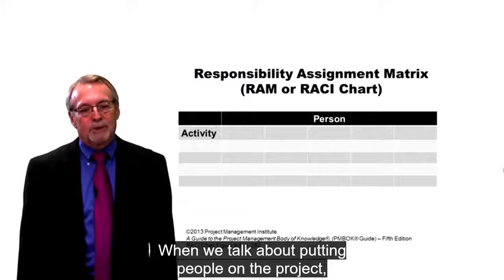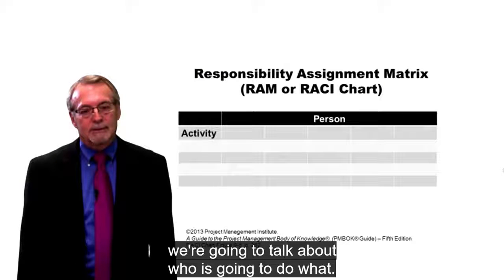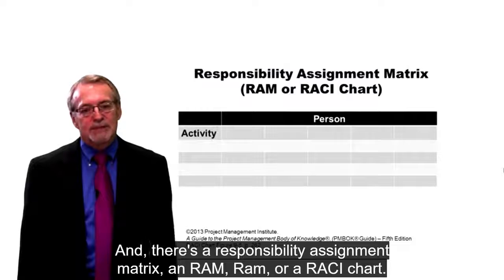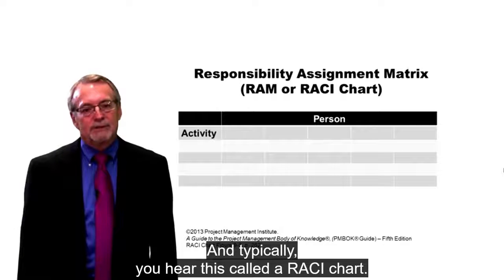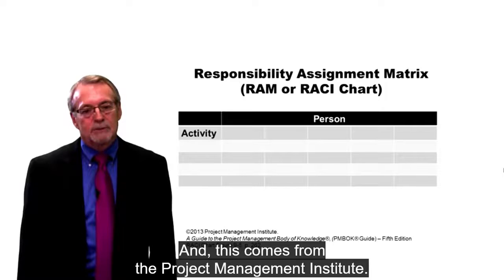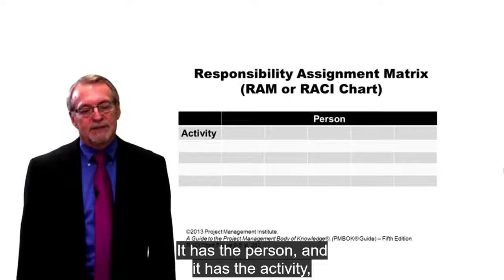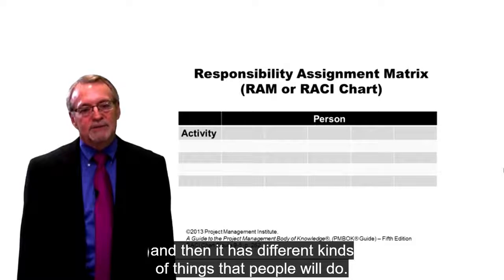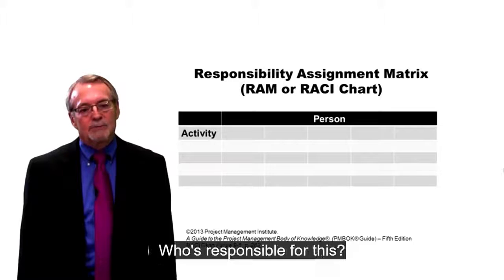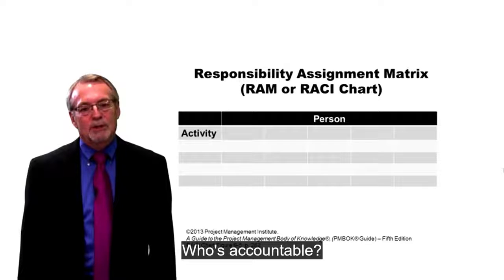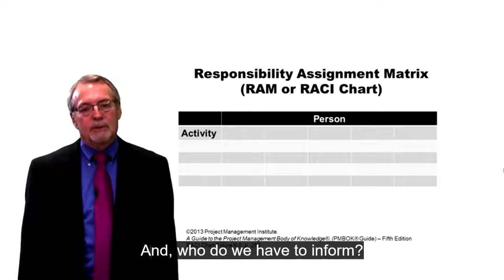When we talk about putting people on the project, we're going to talk about who is going to do what, and there's a responsibility assignment matrix, an RAM, or a RACI chart. You typically hear this called a RACI chart. And this comes from the Project Management Institute. It has the person, and it has the activity, and then it has different kinds of things that people will do. Who's responsible for this? Who's accountable? Who do we have to consult? And who do we have to inform?